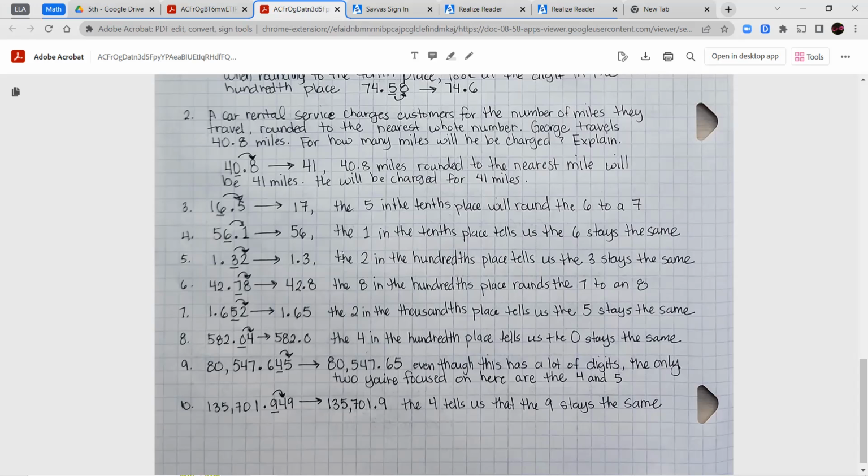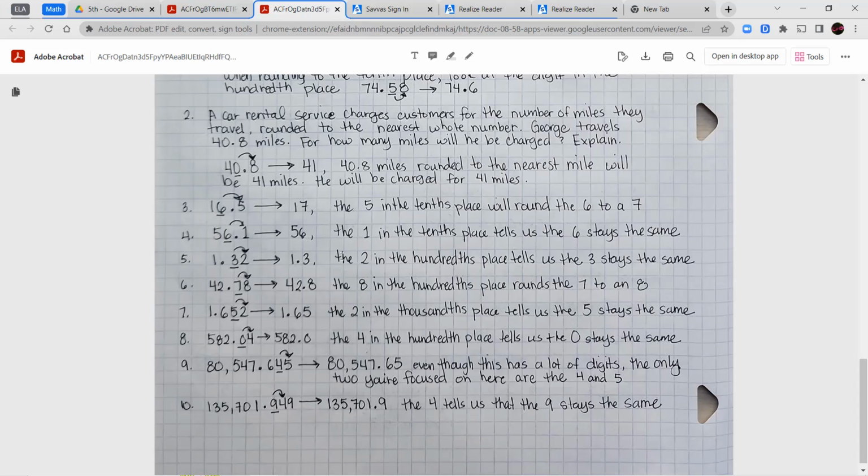And for number 10, again, we have a lot of digits here. Don't panic about lots of digits. Focus on your rounding place and the place value immediately after it. That's where your focus needs to be. So here we have 135,701 and 949 thousandths. And we need to decide if that tenths place is going to change. So our rounding place is the 9, and the place value after it, the hundredths place, is the one that's going to decide for us, is it staying the same or is it moving up?